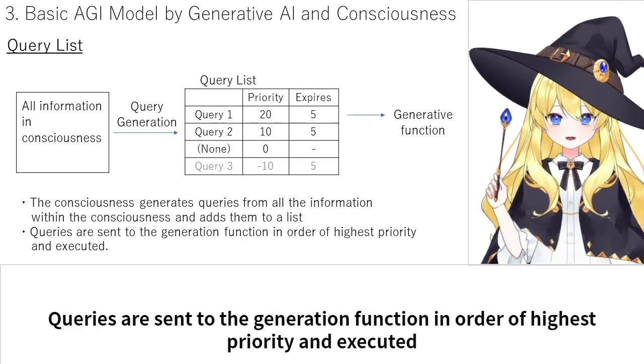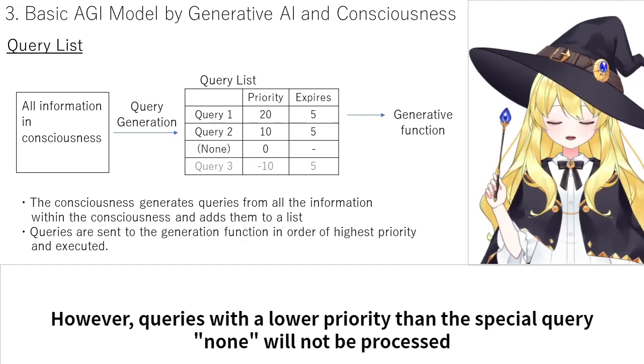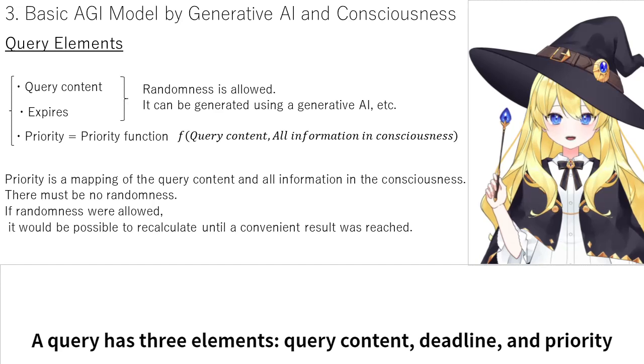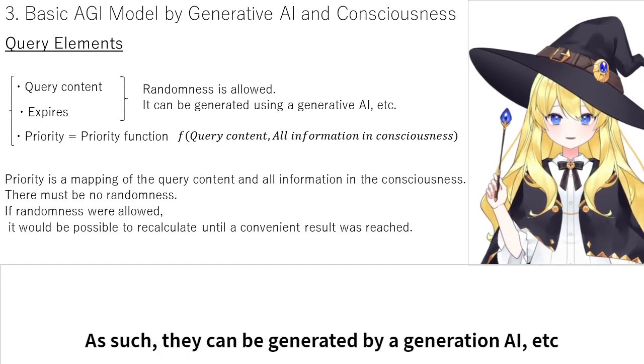Queries are sent to the generation function in order of highest priority and executed. However, queries with a lower priority than the special query, none, will not be processed. A query has 3 elements: query content, deadline, and priority. Randomness is allowed for the query content and deadline. As such, they can be generated by a generation AI, etc.